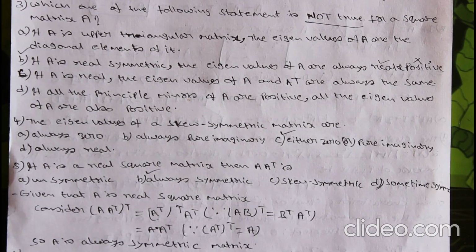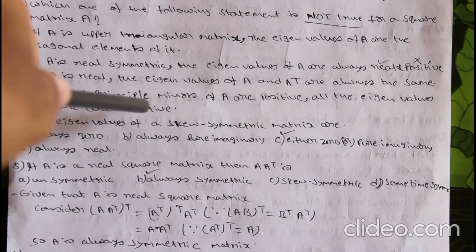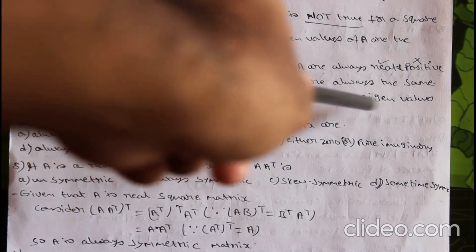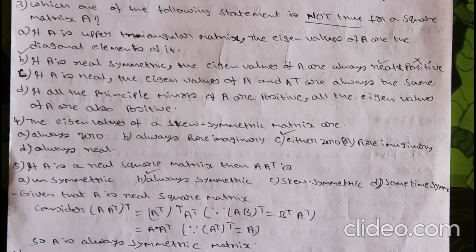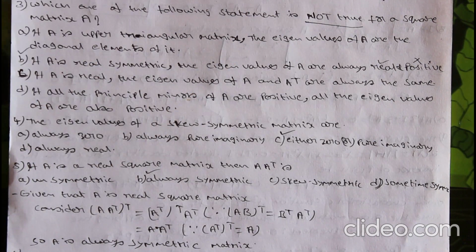Okay, so this is correct. If all the principal minors of A are positive, all the eigenvalues of A are also positive. This is also a standard theorem. Okay, this is also true. If all the principal minors of A are positive, then the eigenvalues of A are also positive. This is also a standard theorem. Okay, this is also correct.